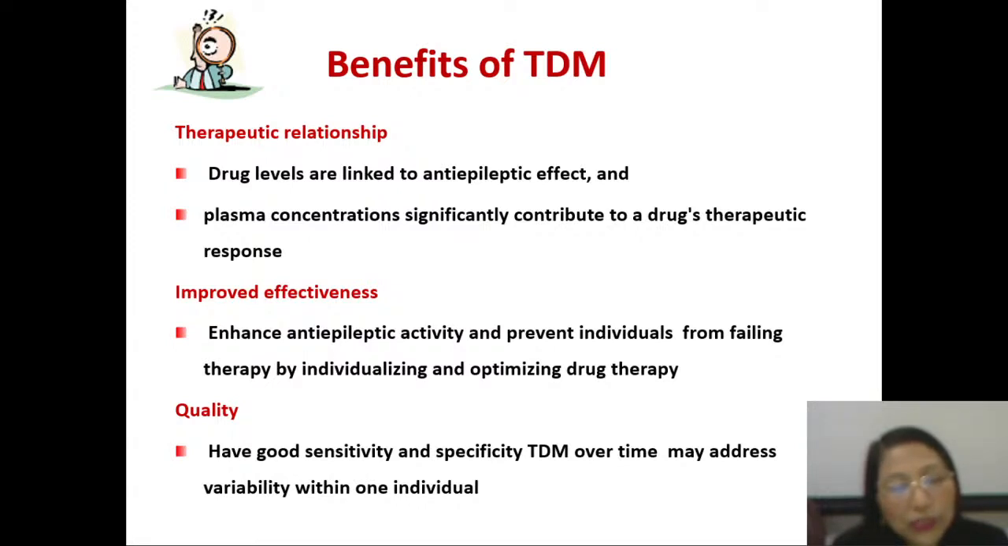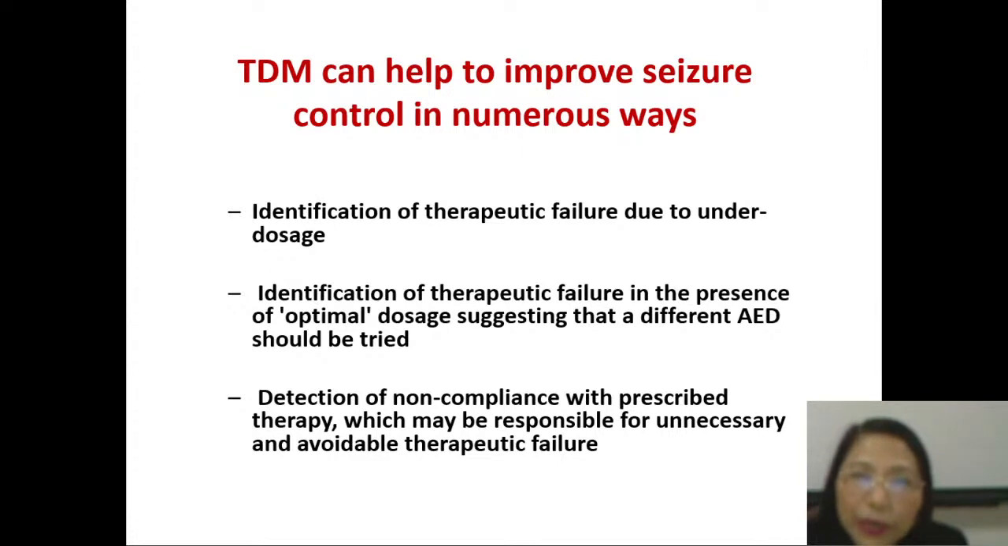It should have good sensitivity and specificity for the test, and proper TDM may address the variability within one individual. So the same level of phenytoin may be effective in one patient, may be toxic in another patient, or may be subtherapeutic in another patient. And so in one patient, with serial TDM, you can also address the variability in that individual patient. So thus TDM can help to improve seizure control in numerous ways: identification of therapeutic failure due to underdoses, identification of therapeutic failure in the presence of optimal doses, suggesting that a different AED should be tried, and detection of non-compliance with prescribed therapy, which may be responsible for unnecessary and avoidable therapeutic failure. So that's how it can help in improving the seizures.